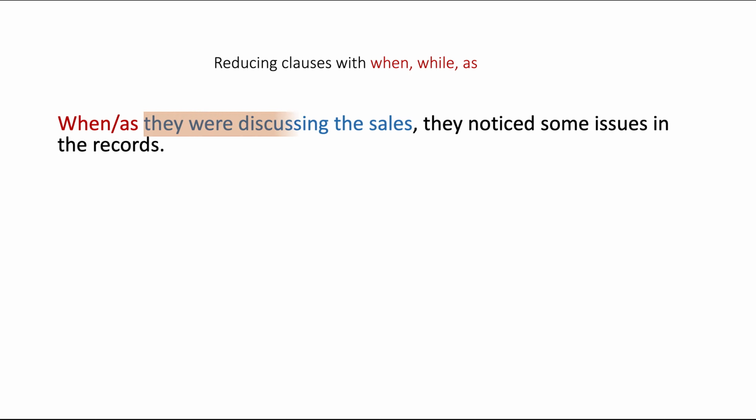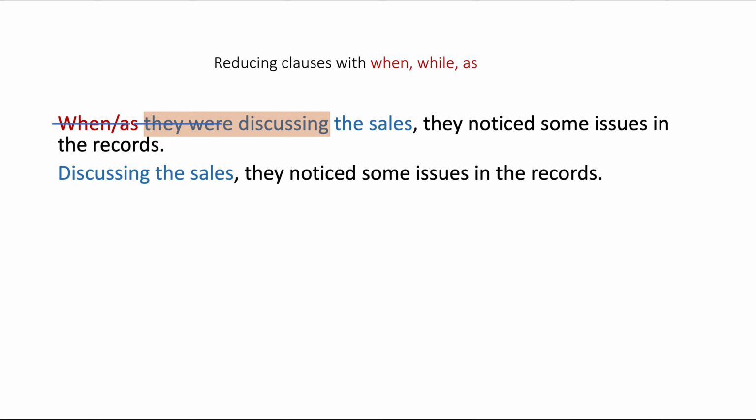The adverbial clause has the active form of the verb. It is not passive, it is active. As you can see, it's obvious the verb is not in past participle form, and that indicates that this is an active form. So when you have an active verb in the adverbial clause, and when you have when and as, all you need to do is just get rid of when and as, and also the subject and modal auxiliaries, and just keep the main verb in the ing form. And this will give you the reduced adverbial clause for these. So, "discussing the sales, they noticed some issues in the records."